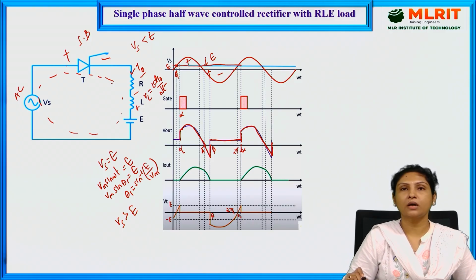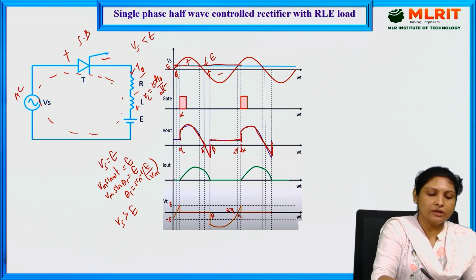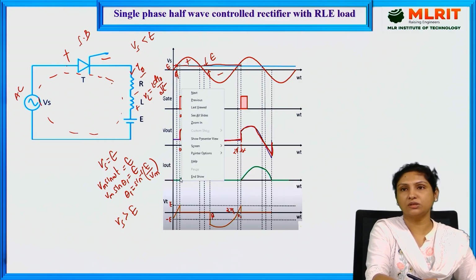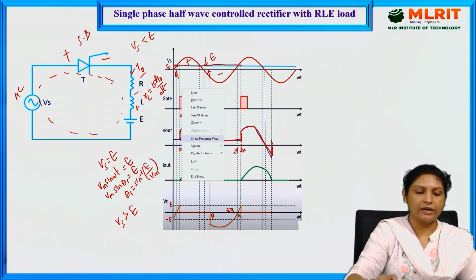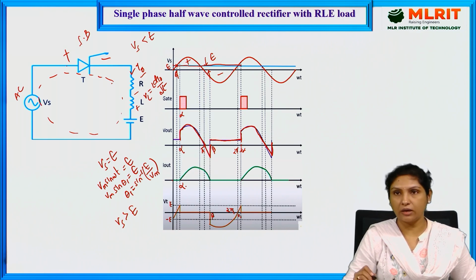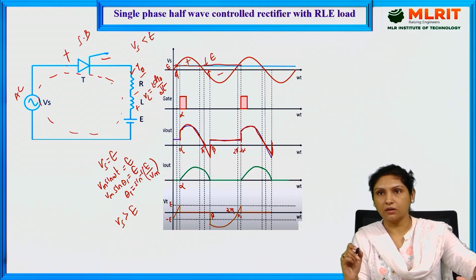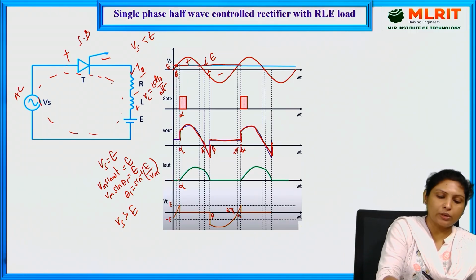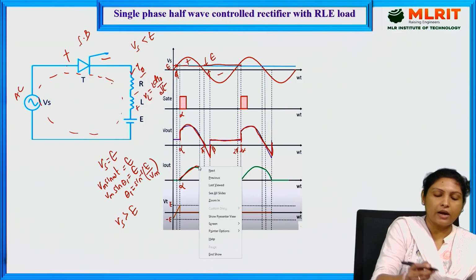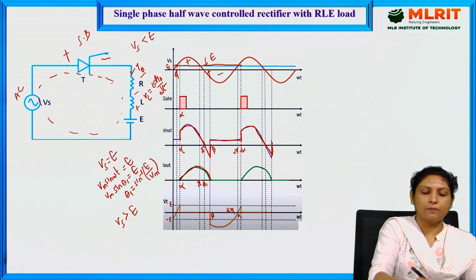Now coming to the output current, if you see right from here to here, there is no output current flowing through the load. At the instant when we provided the triggering pulse at alpha, the thyristor started conducting, and because of the presence of the inductor, current builds at a slow rate, and it becomes maximum at this instant called pi, and this is theta 1, and it is conducting till beta, that is beyond pi.